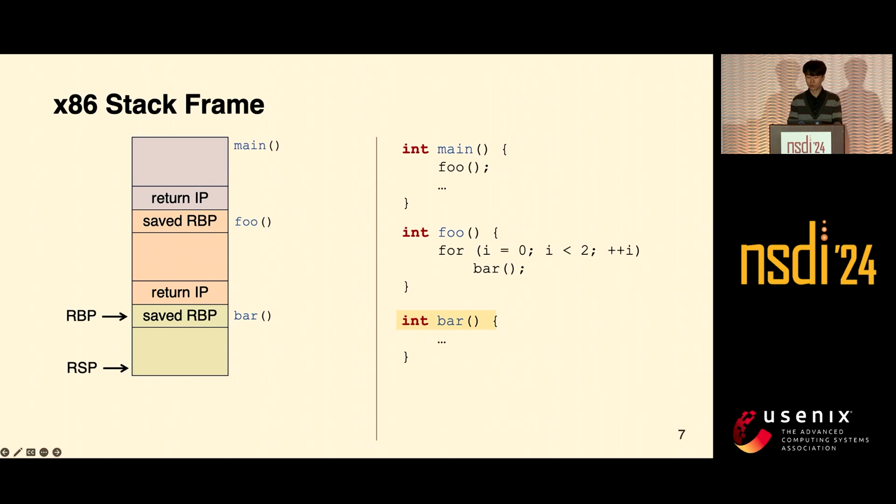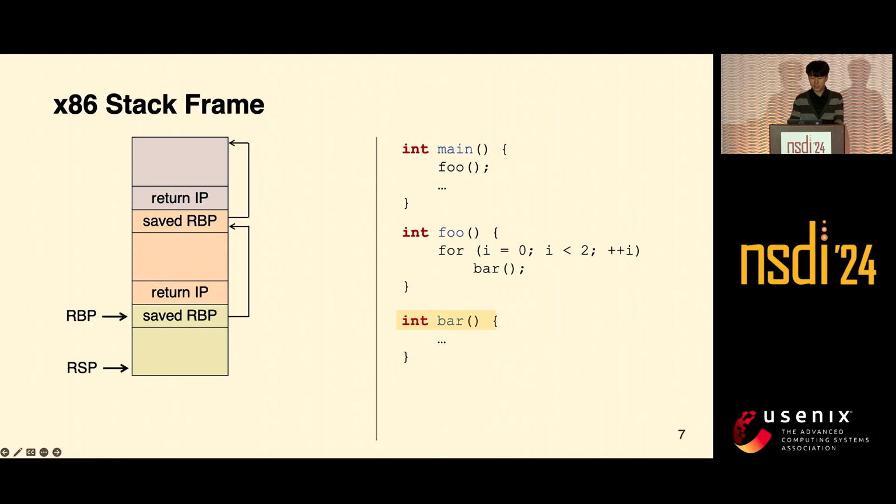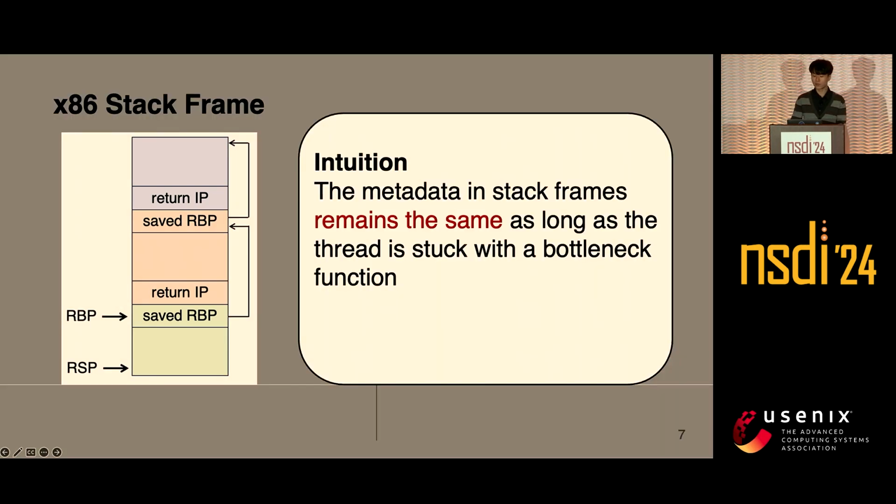And for each function call, a new stack frame is created in the same way and is attached to the previous stack frames. When the function returns, it can resume the parent function using the stored base pointer and the return instruction pointers. This stack frame structure forms a singly linked list, which can traverse all the function call chains once we know where to start with the current value of the RBP. Yet here, we focus on the fact that the metadata in the stack frame, including the return IPs and the saved RBP, remain the same as long as a thread is stuck in a bottleneck function.